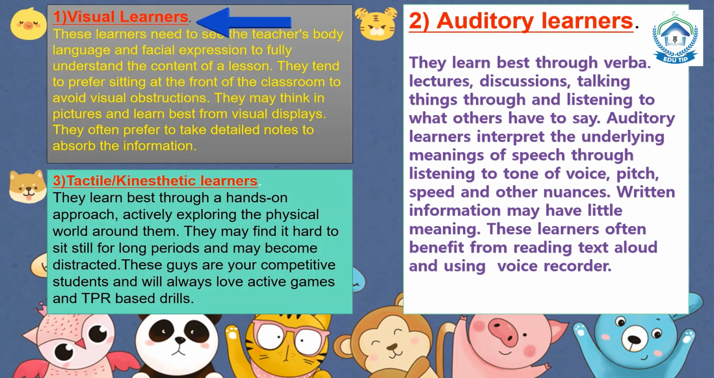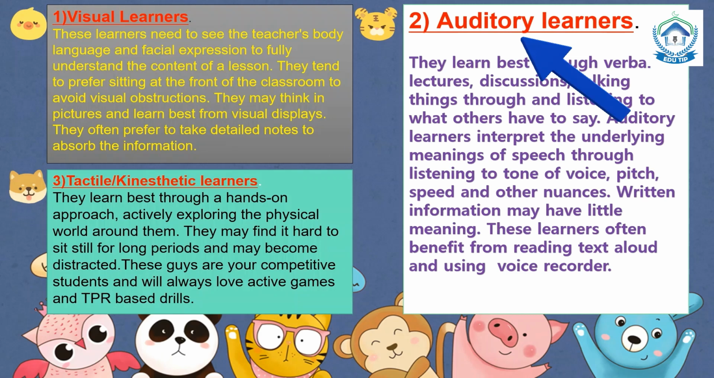Number 1. Visual learners. These learners need to see the teacher's body language and facial expressions to fully understand the content of a lesson. They tend to prefer sitting at the front of the classroom to avoid visual obstructions, and they may think in pictures and learn best from visual displays. They often prefer to take detailed notes to absorb information.